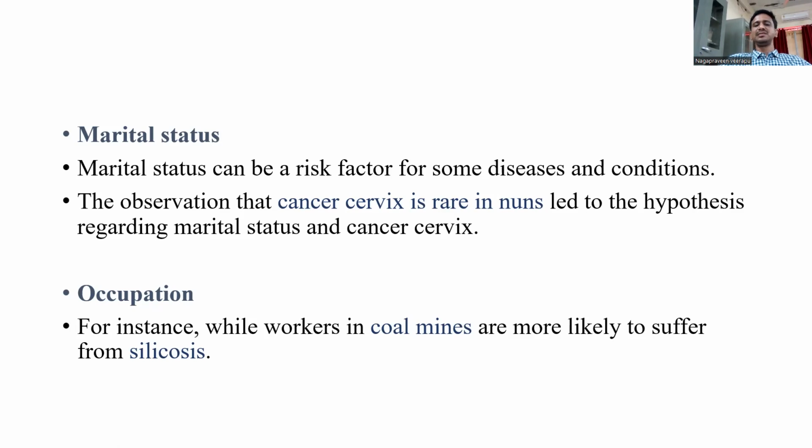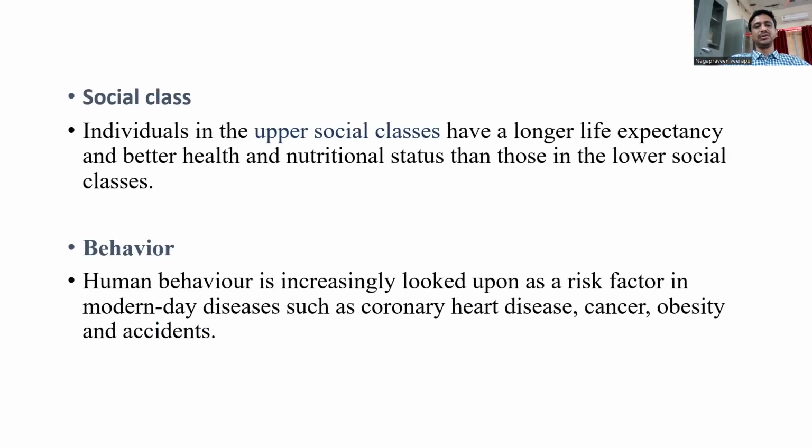Occupation. For instance, workers in coal mines are likely to suffer from silicosis. The coal workers mostly will get silicosis. Upper socioeconomic status groups have higher life expectancy and better health and nutrition status than those in the lower class. The upper class people will have longer life expectancy because their health is good and their nutrition status is good. They can afford good medical healthcare services.